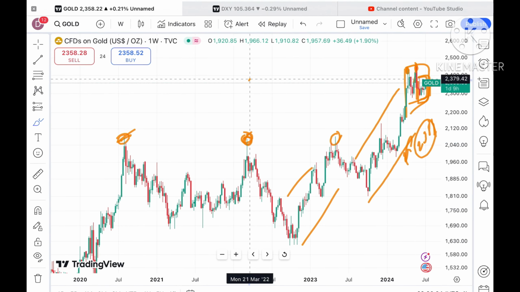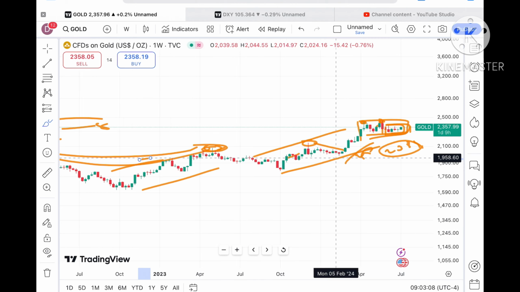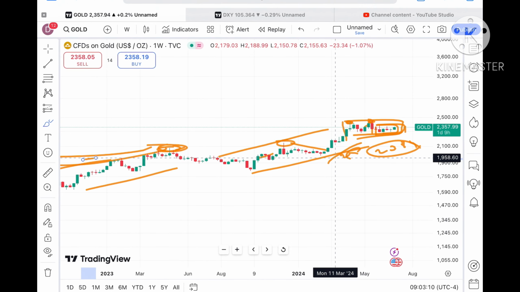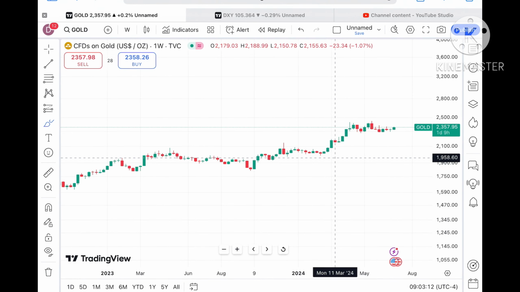If you go and see from 2012, the bigger pattern is from 2012 to 2020, and then these are smaller patterns from 2 years, 8 months, all these years. Now the probability will be very high. We can see if the price keeps moving above this level, a further upside movement we can see.